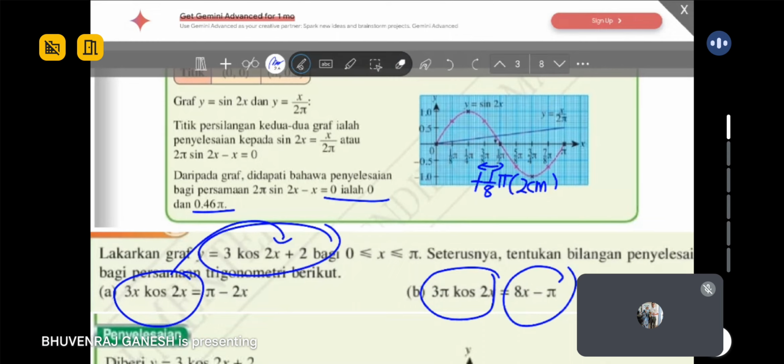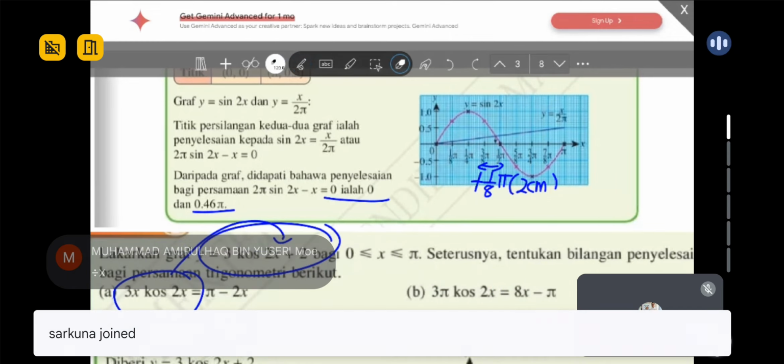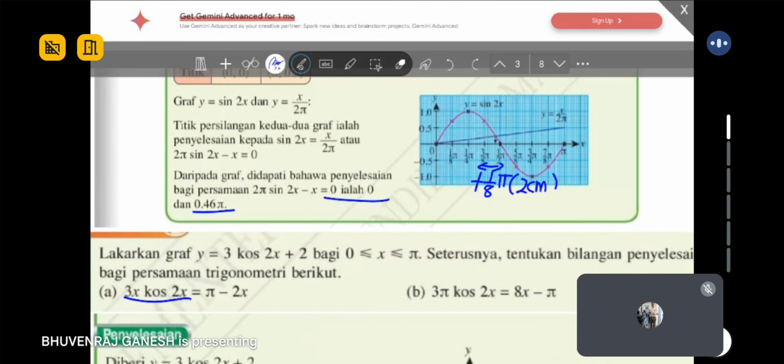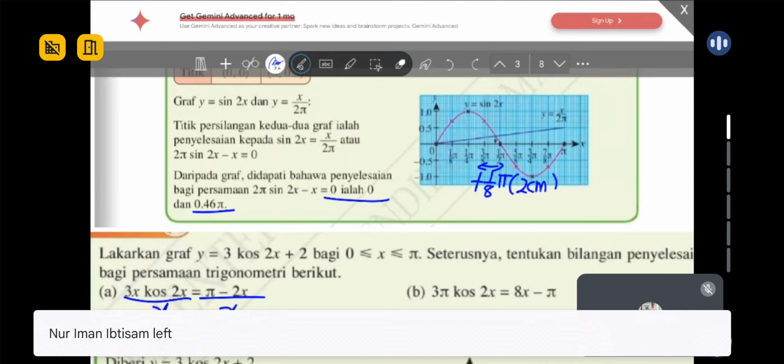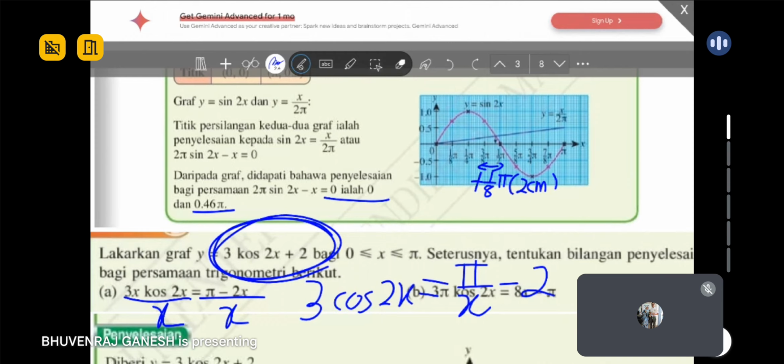Anyone? Cuba. What is the first step? Yes. Okay, kamu akan bahagi x pada dua-dua belah persamaan. Am I right? You just divide by x. So you will get 3 cos 2x over x equal to pi over x minus 2. Okay. Second, apa perubahan yang kedua yang saya kena buat? So supaya saya boleh dapat persamaan ni. Now I want to get this equation over here. So what is my second step?